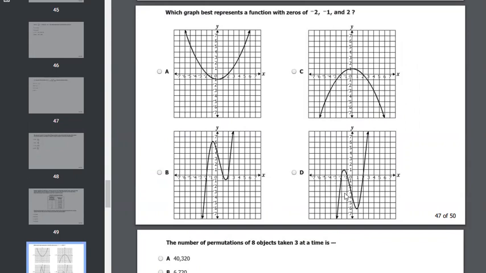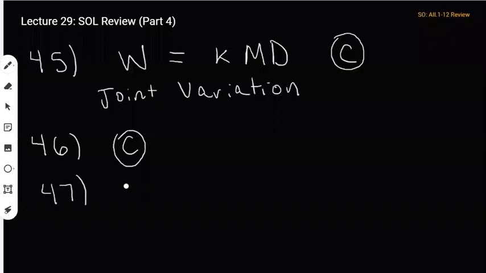So looking at the graph, I see that graph D is going to cross the x-axis at -2, -1, and +2. Everywhere else, the numbers don't match up, so I'm going to choose D. That's the only graph that has all of those x-intercepts.